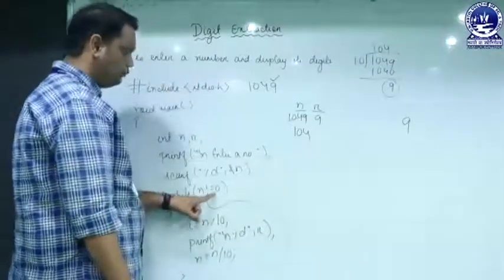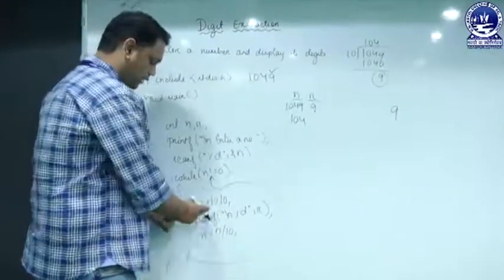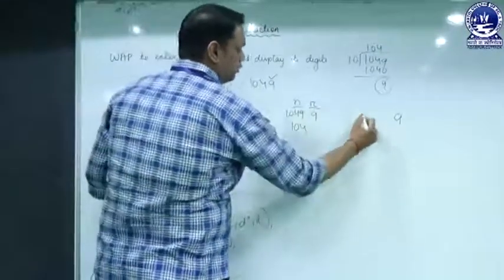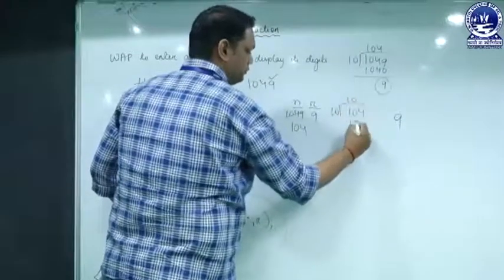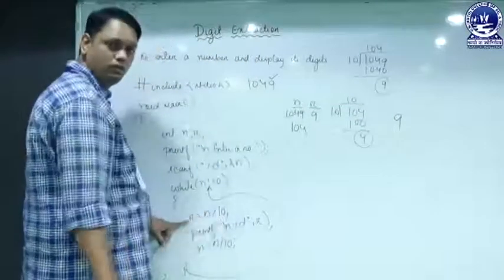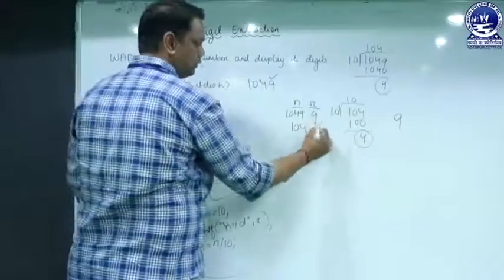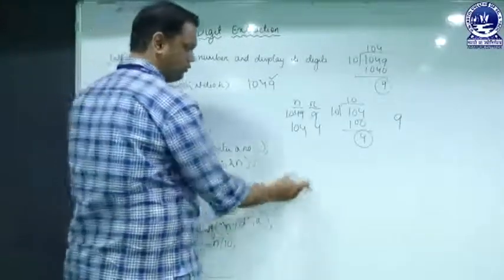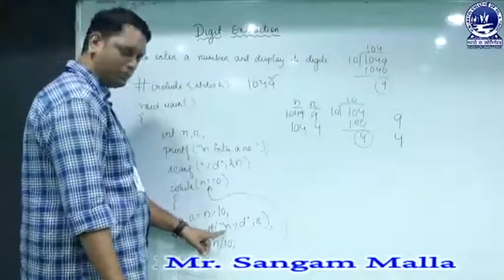Again, n is not equal to 0, 104 is not equal to 0, yes, true. Again it will enter over here, r equal to n modulo 10. So 104 will be divided by 10. We are getting the remainder as 4 because we have used the modulo division operator. So r will have the value 4. Now it will print the value of r. So r value is 4, and it will print 4 in the next line because we have used the escape sequence.